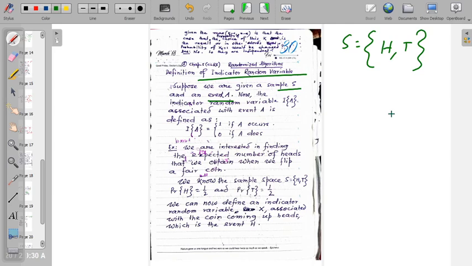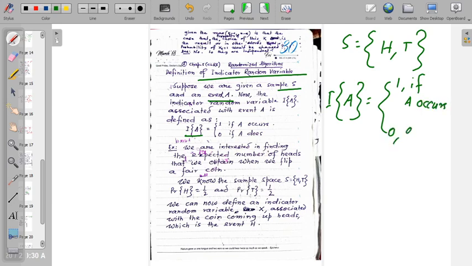So let us define this. The indicator random variable associated with this event A, that is I_A, equals 1 if A occurs, 0 otherwise. So this is the definition. If it is occurring, we count it as 1. If it is not occurring, we count it as 0.